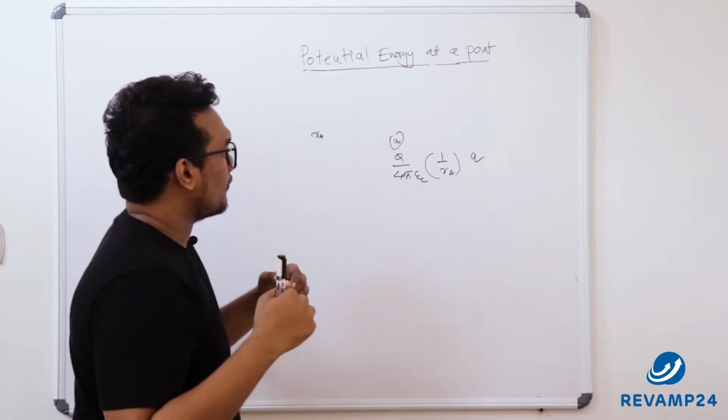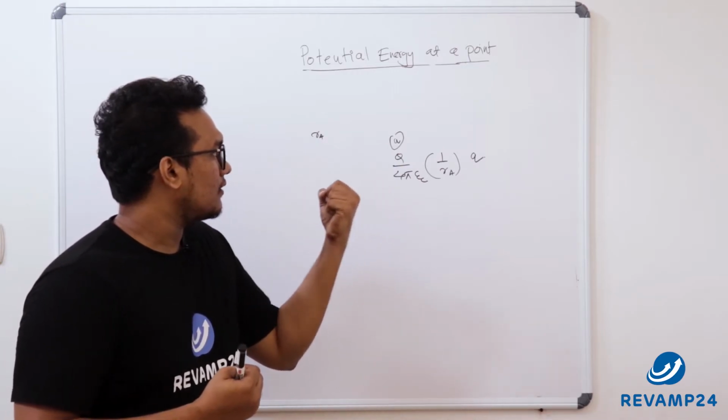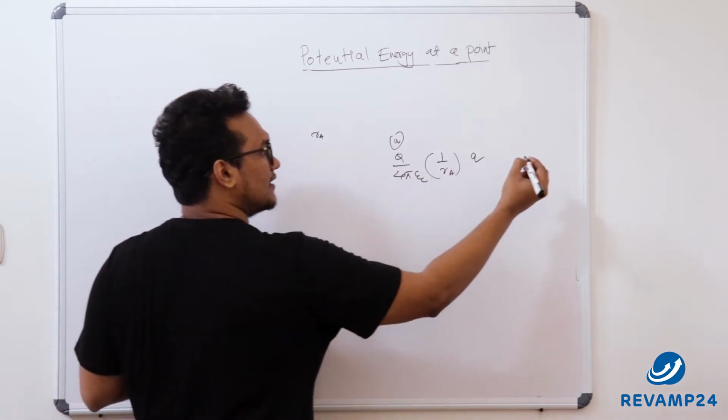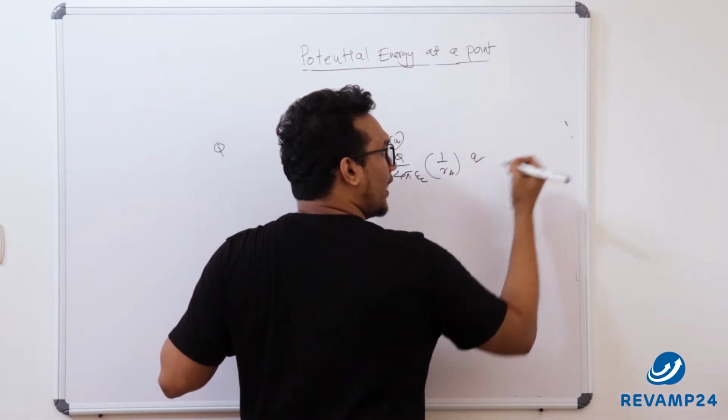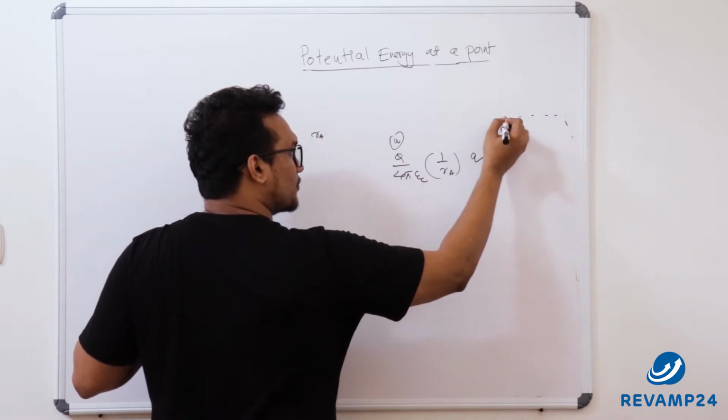What do we mean by potential? Electrostatic potential at a position. Electrostatic potential is nothing but work done in bringing one positive charge from infinity to this position. Clear?